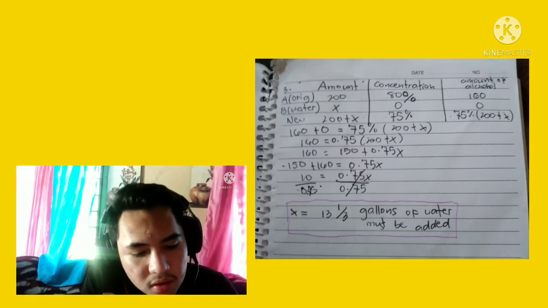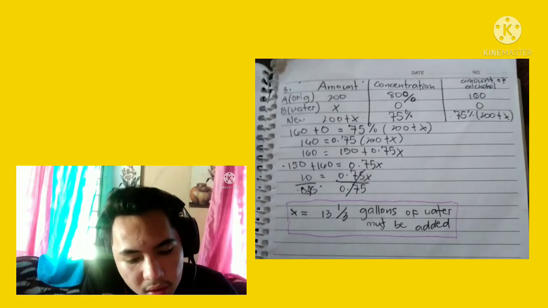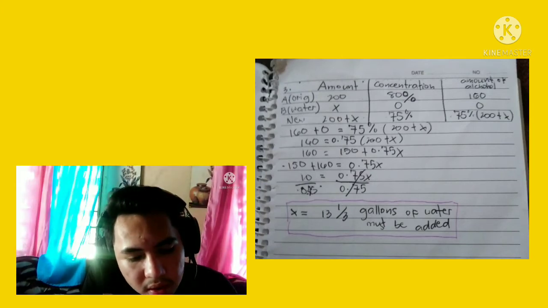So let's solve. 160 equals, convert our percentage, 0.75 times 200 plus x.